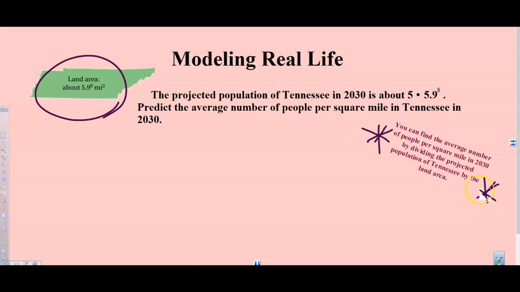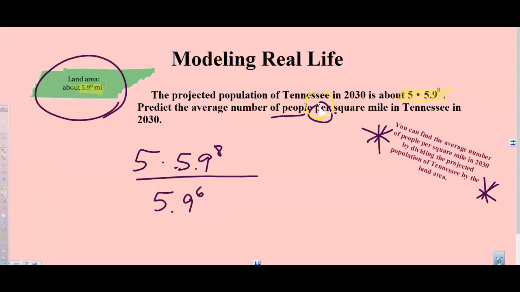In order to find the average number of people per square mile, we can do that by dividing the projected population, which they gave us up here in the word problem, by our land area. Okay, well, all right, let's get to it then. We've got our projected population. We're guessing here, right? We're projecting it to be this. And we're going to divide that by the amount of land we have in order to predict the average number of people per square mile.